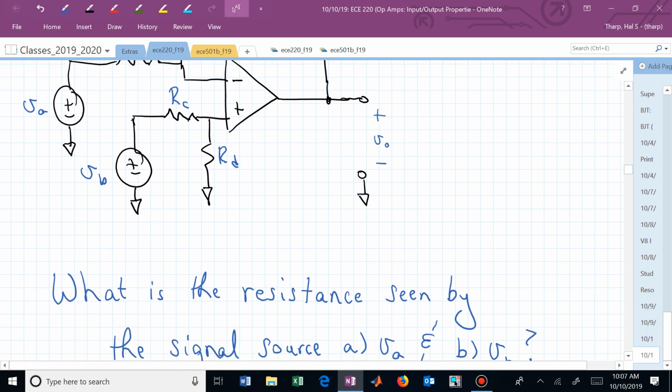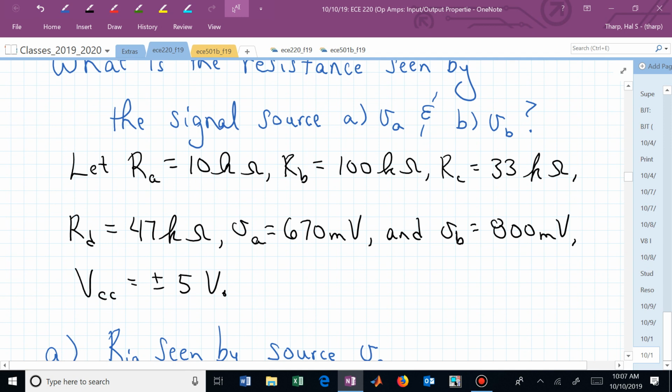Let's see what we can uncover. So the parameter values are the same, I think, as what I had for example 4. 10K for R sub A, R sub B was 100K, R sub C was 33K, and R sub D was 47K. V sub A and V sub B, which were giving us fits last time, are going to be the same. And we're explicitly reminding ourselves of the fact that this op-amp is energized through the rails, through the power supplies, and those are at plus and minus 5 volts.